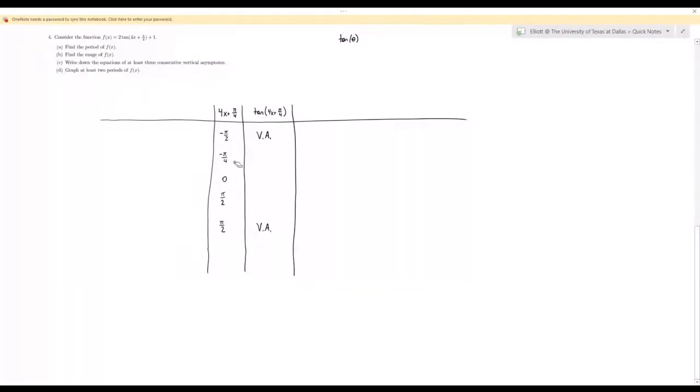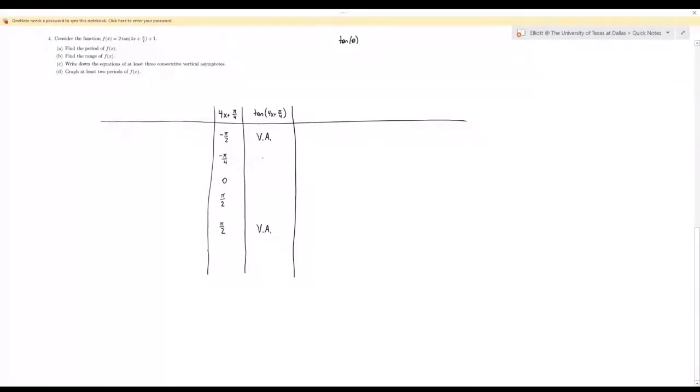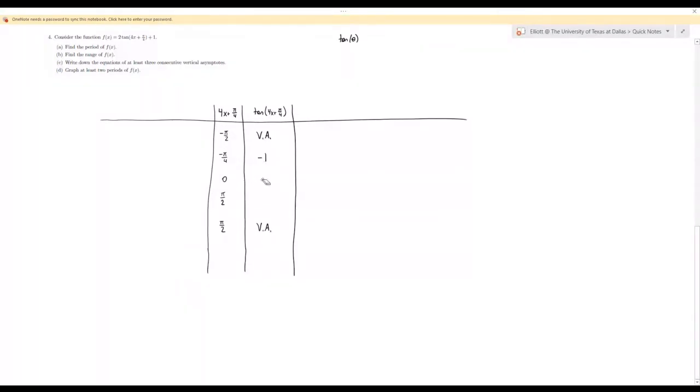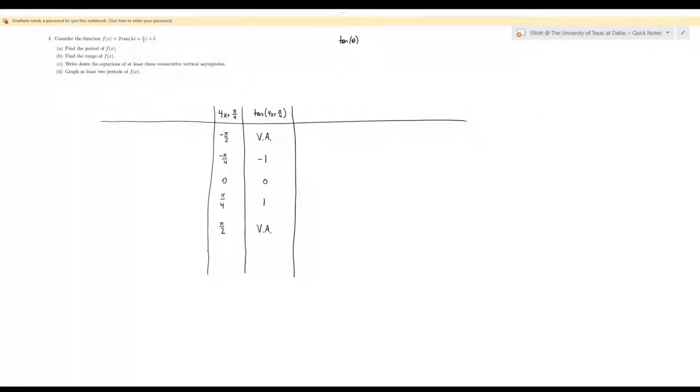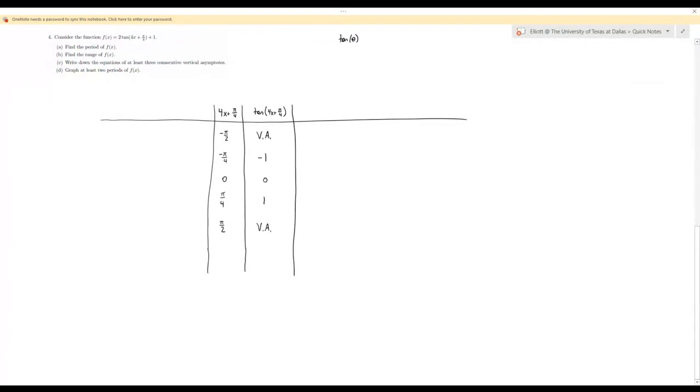And I know that tangent of negative pi over 4 is negative 1. Tangent of 0 is 0. And tangent of pi over 4 is positive 1. So for the tangent function, these are some of the nice points on its graph. This is going to plot out one period right now. But for tangent functions, I would recommend choosing those angles.